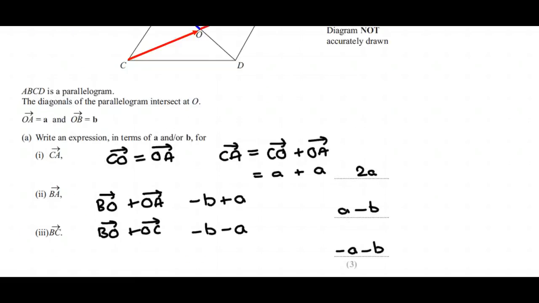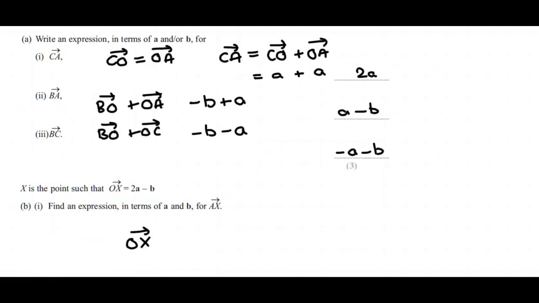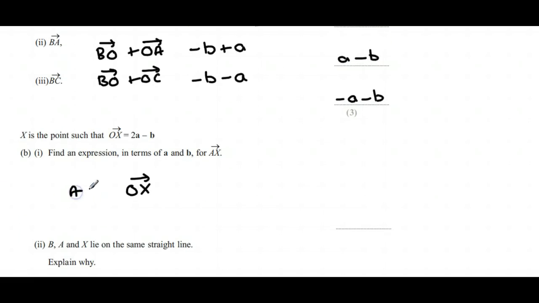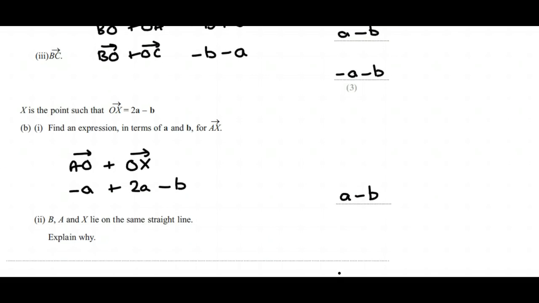Now, do we know how to get from A to O? Well, we absolutely do. We just go the wrong way along A, so that's minus A, and then this one we're already told is 2A minus B, and if you simplify that you end up with A minus B. It can look a bit tricky, but actually it's fairly straightforward once you get your head around vectors.